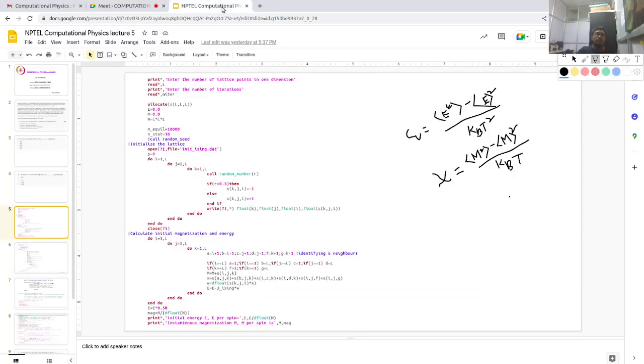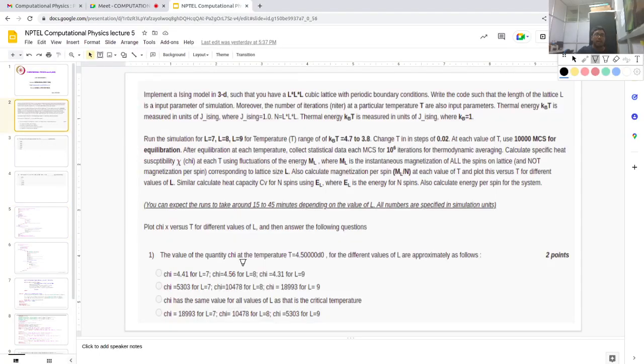The first question was that I have to calculate the quantity chi at a particular temperature T equals 4.5 for different values of L. So I have all those data files. Don't be confused with the file names, because later on I changed the file names in the folder. So I have the L7 file, L8 file, and L9 file. I open them one by one and read all of the components within it.